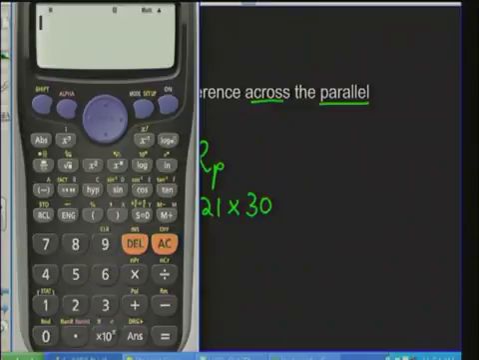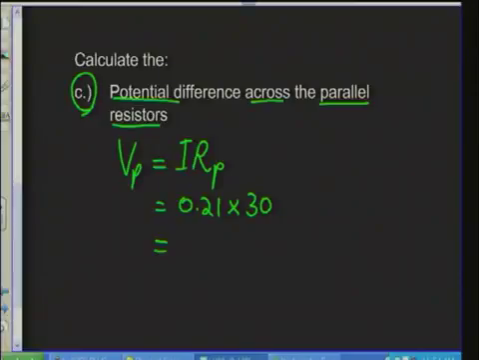So this is 0.21 times 30, and then what do you get? You're getting it to be 6.3. So this is 6.3 volts. This is the potential difference, so we're talking about volts. Remember, when you're doing any calculations in science, at the end of it all, make sure you put in the relevant unit for what you are calculating for, because this is not mathematics, it's physical sciences.